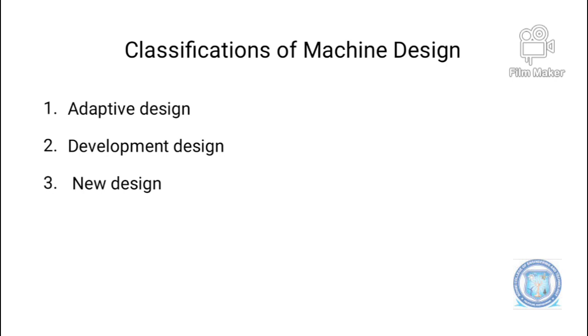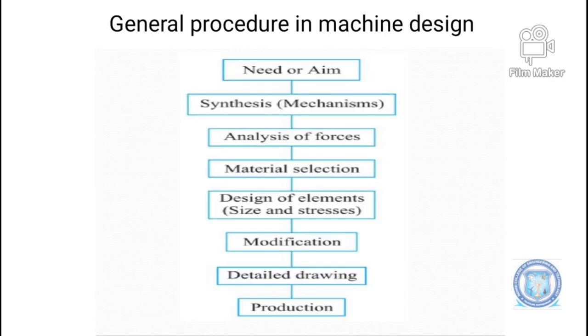Go to next slide. The general procedure in machine design: need or aim, synthesis, analysis of forces, material selection, design of element, modification, detailed drawing. In designing a machine component, there are no rigid rules. The problem may be attempted in several ways.